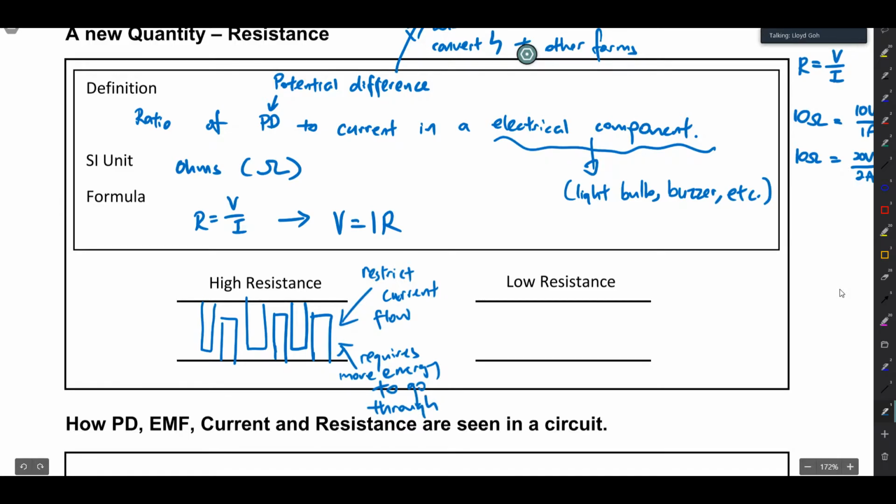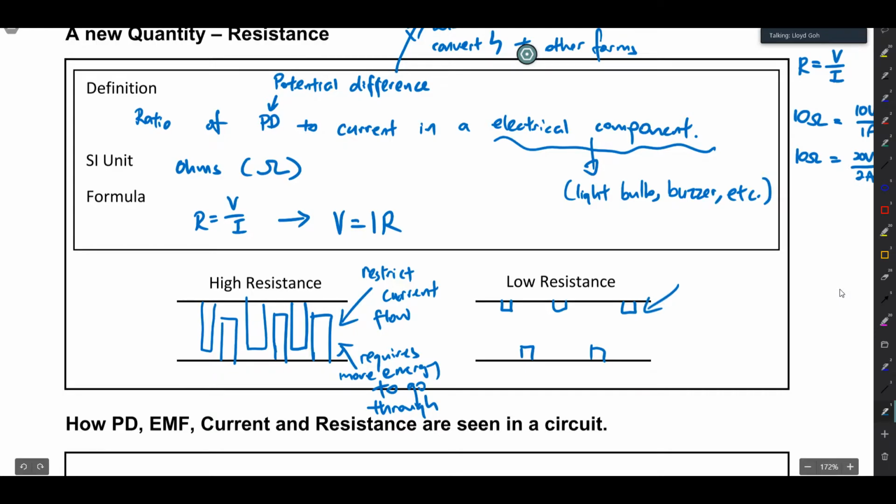Therefore the low resistance one will be the opposite of this, something like that. This doesn't restrict current flow as much and would obviously require less energy to go through, right? Because you can go through here. Unless you choose to go from the top, you'll probably end up like this. Otherwise there's quite little resistance in your flow. So that's the idea of low resistance.